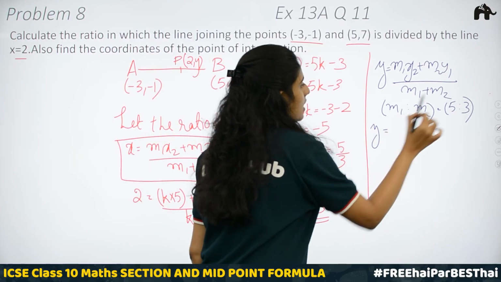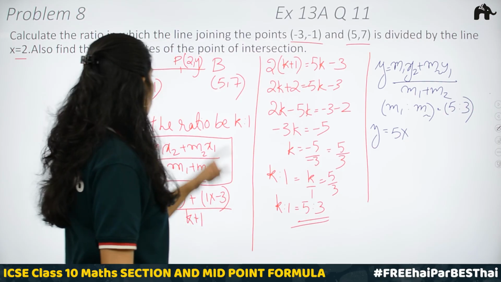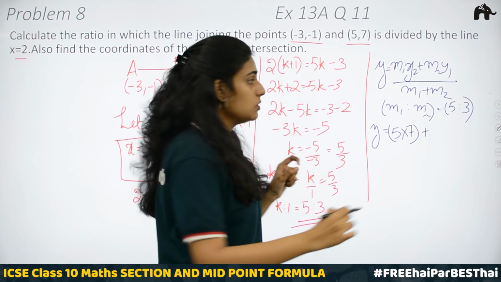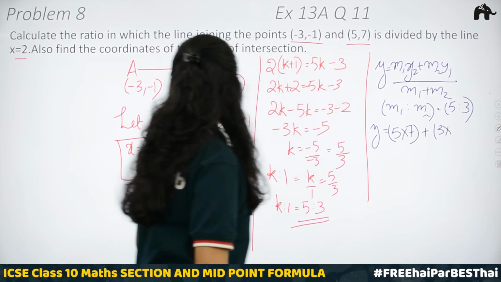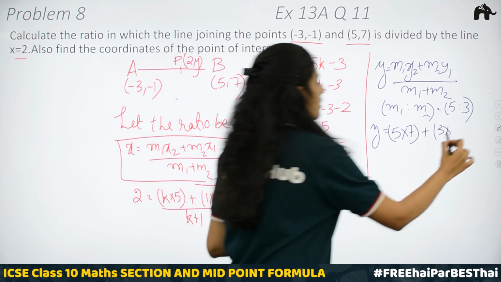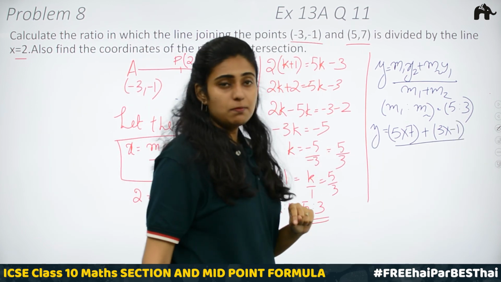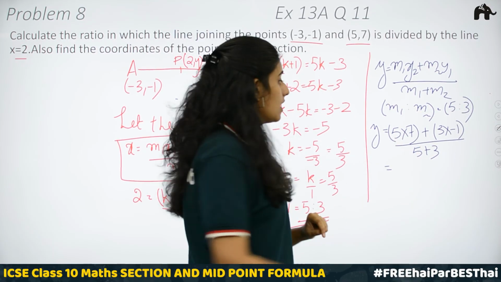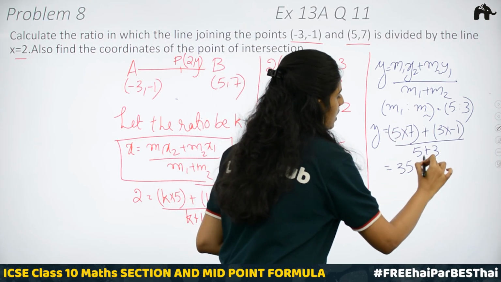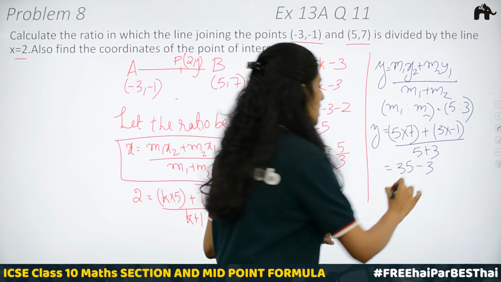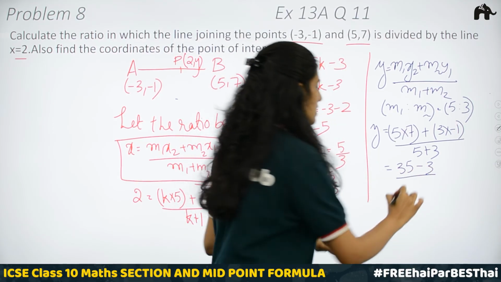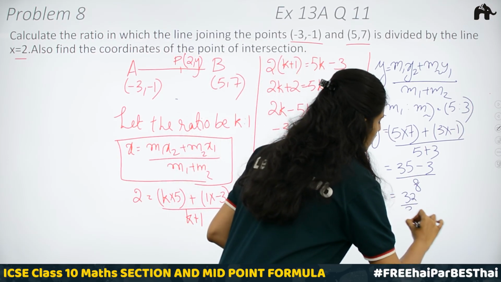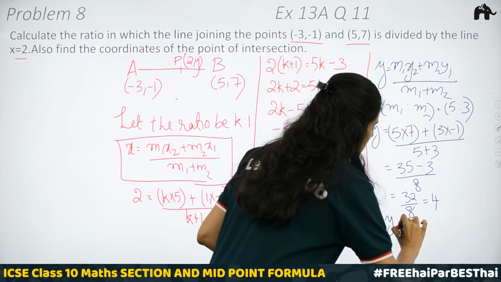Y is equal to m1 is 5 into y2, y2 is equal to 7, plus m2 y1. m2 is 3 into y1 is minus 1, divided by m1 plus m2. What is m1 plus m2? 5 plus 3. That is equal to 5 into 7, 35 minus 3. 3 into minus 1 is minus 3 divided by 5 plus 3 is 8, which is equal to 35 minus 3, 32 divided by 8, which is 4. Therefore, y is equal to 4.